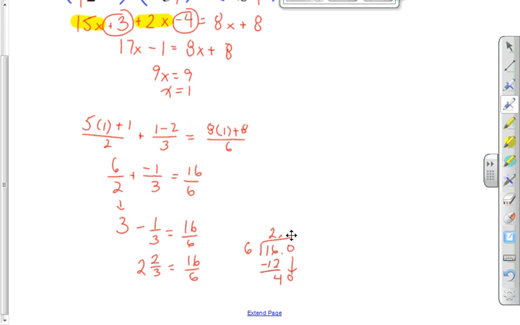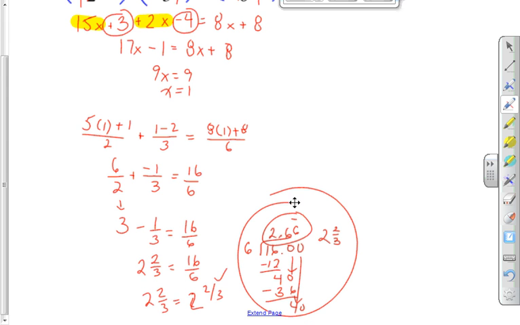6 will go into 40 6 times, right? 36. And what's going to happen is here, we're going to keep repeating the 6. Well, a repeating 6 is the same as 2/3. So it does show that the solution makes the equation true.